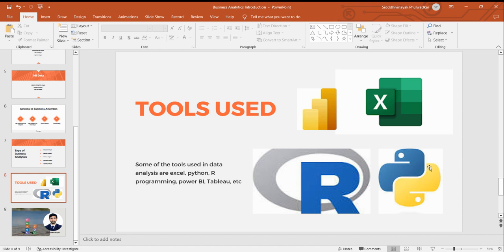Then we will move towards the Python analysis. Then we will move towards R programming. We will visualize ultimately in Power BI. So this is the logo of Power BI. These are the tools with the help of which we are going to complete our business analytics process.